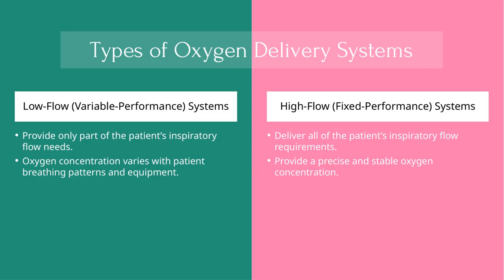Then we have high-flow systems, which are quite different. These systems deliver all of the patient's inspiratory flow needs, ensuring a consistent and accurate oxygen concentration. They are especially beneficial for patients who require more precise oxygen therapy. Understanding these differences helps us choose the right system for each patient, ensuring effective and safe oxygen delivery tailored to their specific breathing patterns and clinical needs.